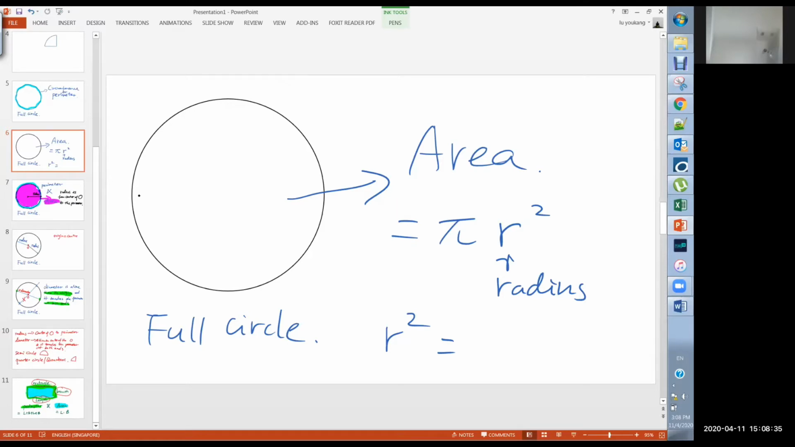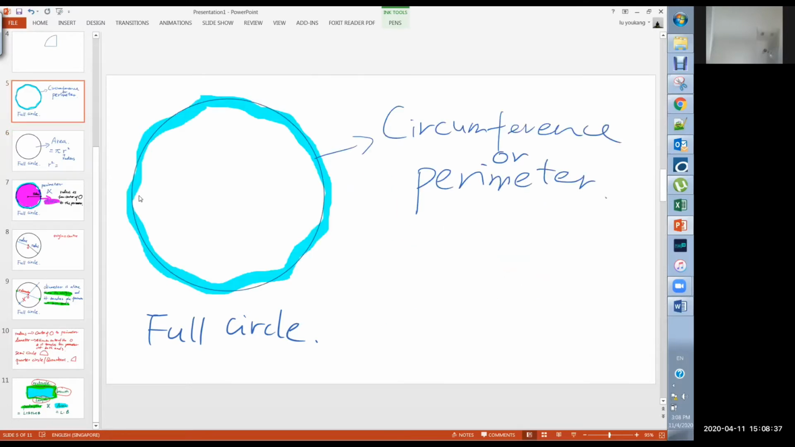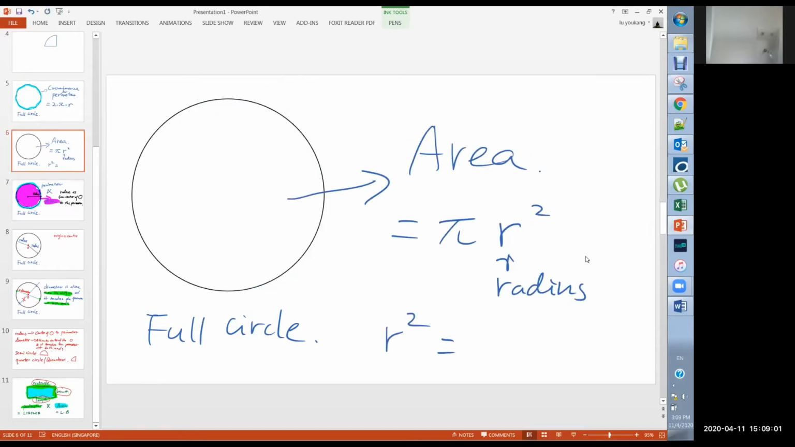Then that means there is also a formula for perimeter. How do you find perimeter? The formula? 2 pi r. Okay, repeat after me. Perimeter of circle is 2 pi r. Area of circle is pi r square. Very good. You know how to key in R square, right? Yeah. Good.